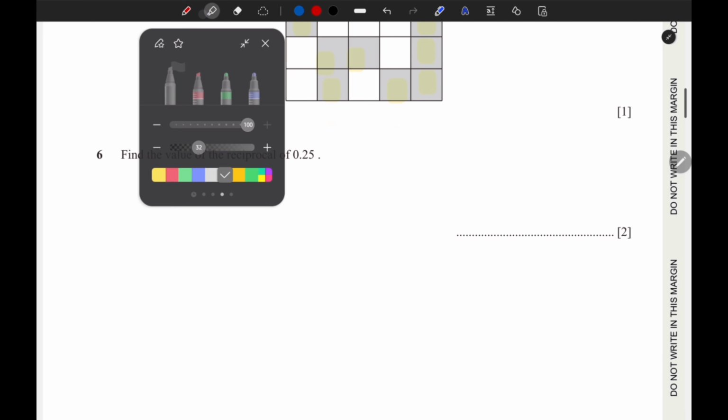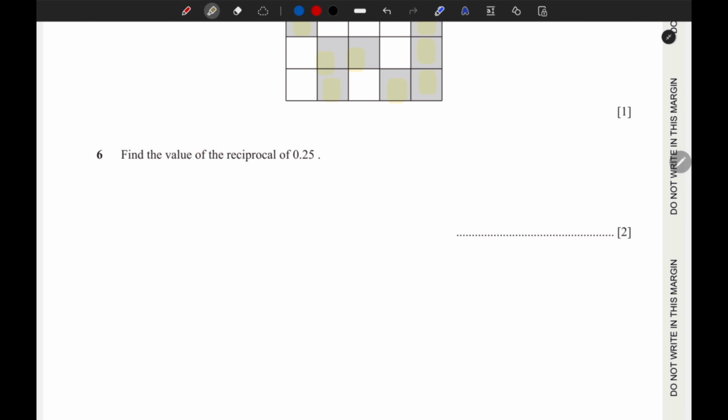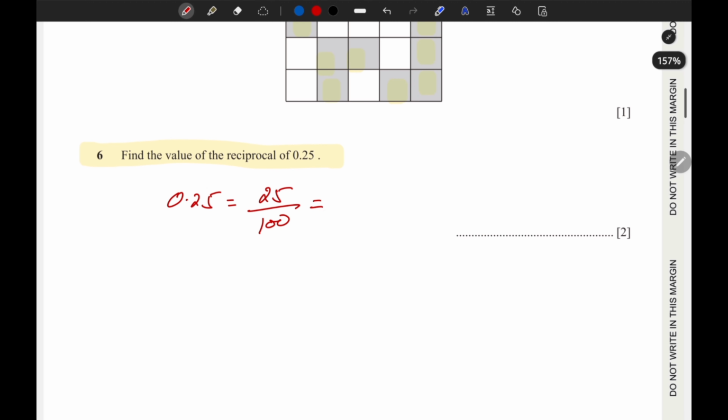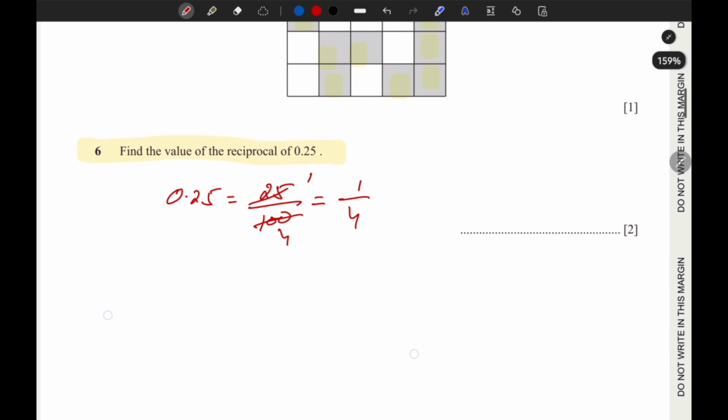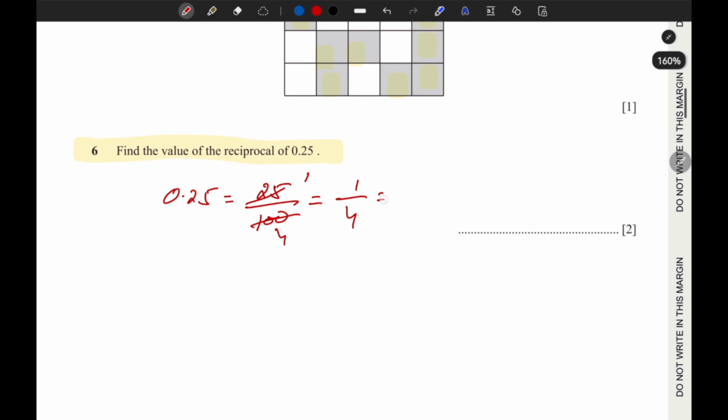Okay, now the 6th one. Find the reciprocal of 0.25. See, first of all, 0.25, we can write this as a fraction. Moving 2 decimal places towards the right, 1, 2. So this will be 25 by 100. We know that 25 by 100 is equal to, this goes 1 time, this goes 4 times, 1 by 4. But we have to write the reciprocal of it. So you reciprocate it, this will be 4. So the answer is 4.